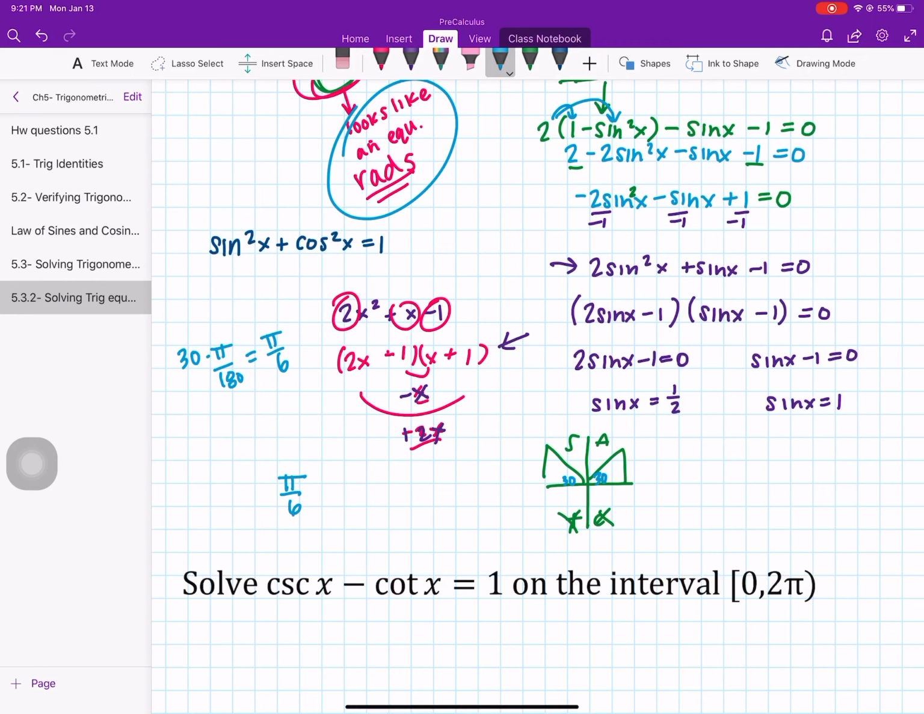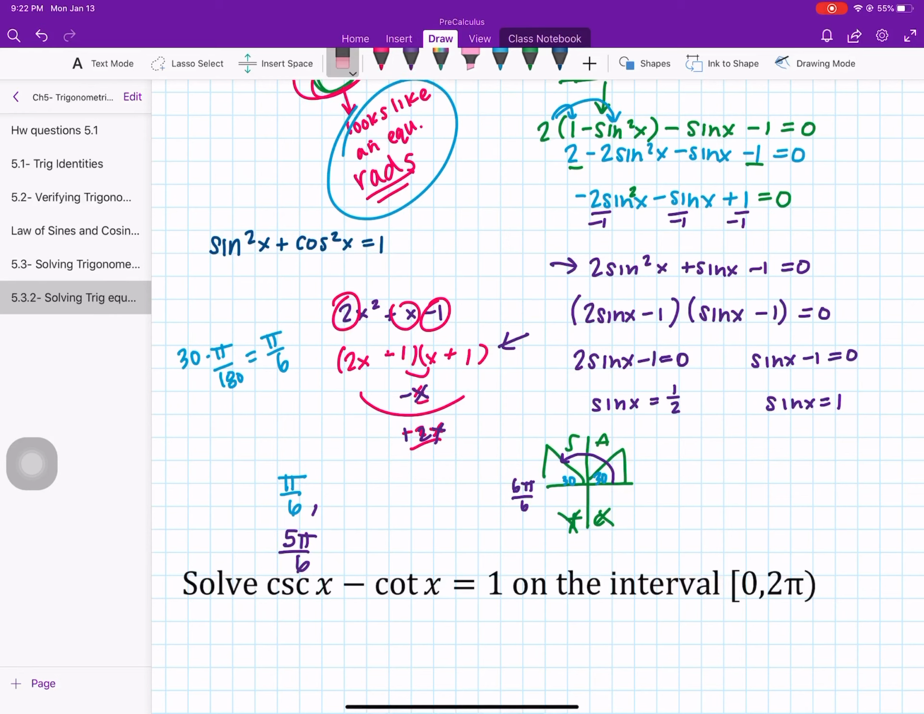Another answer, you start here and you rotate that way. Remember, a full rotation, or a 180 degrees, the equivalent form of that is pi. So you need pi over 6 less than pi. Or think of it as 6 pi over 6. You need pi over 6 less than 6 pi over 6. So that's 5 pi over 6.